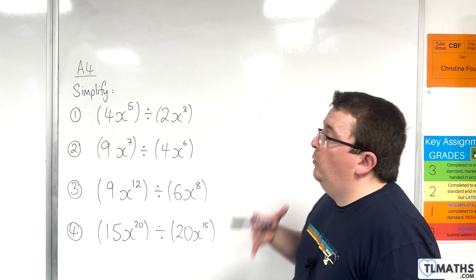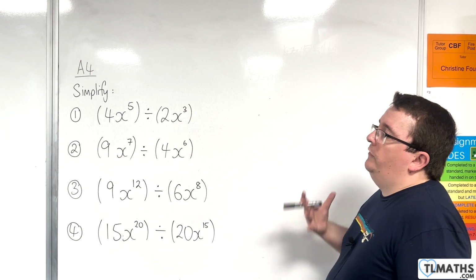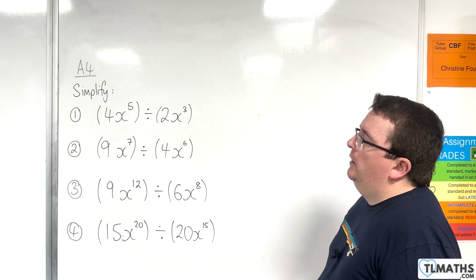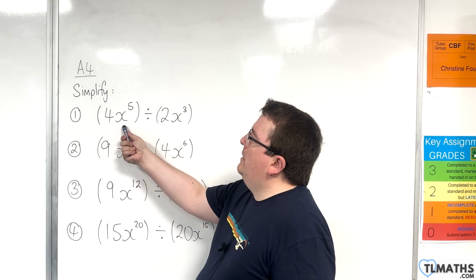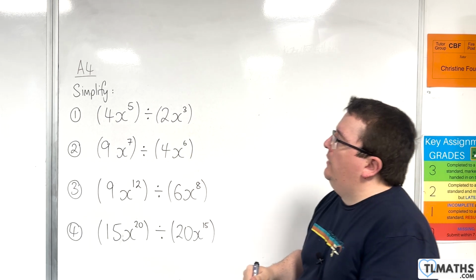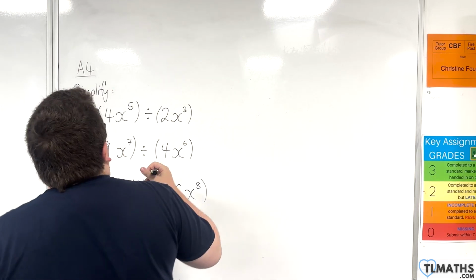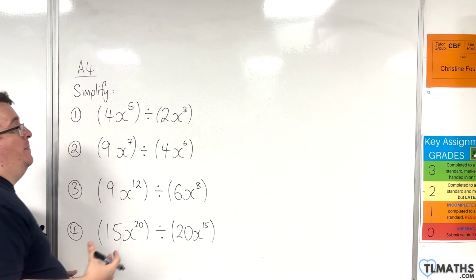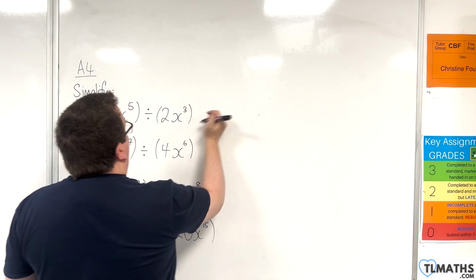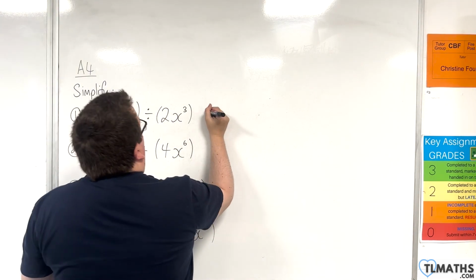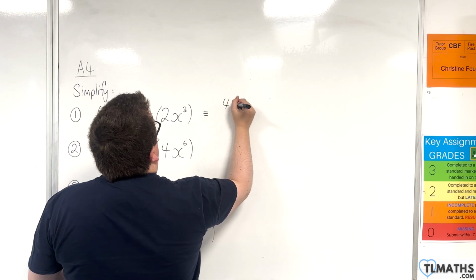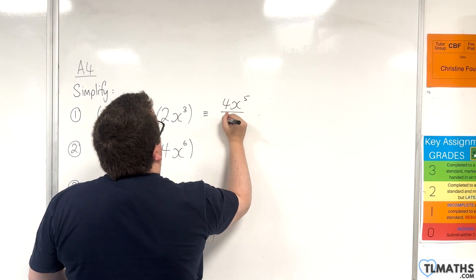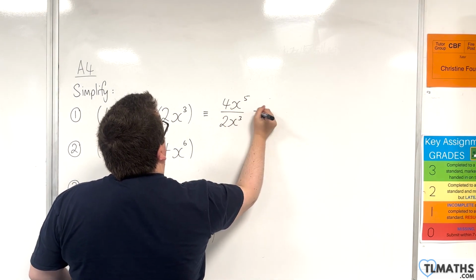So in this video, I want to go through some examples of dividing algebraic terms. So here we have 4x to the 5 divided by 2x cubed. Now, as I said in the previous video, I want to think about this really as a fraction because it could appear in either form. So I want to think about this as 4x to the 5 over 2x cubed.